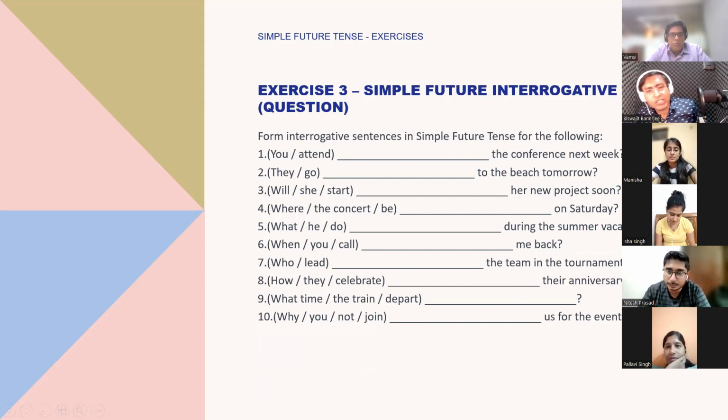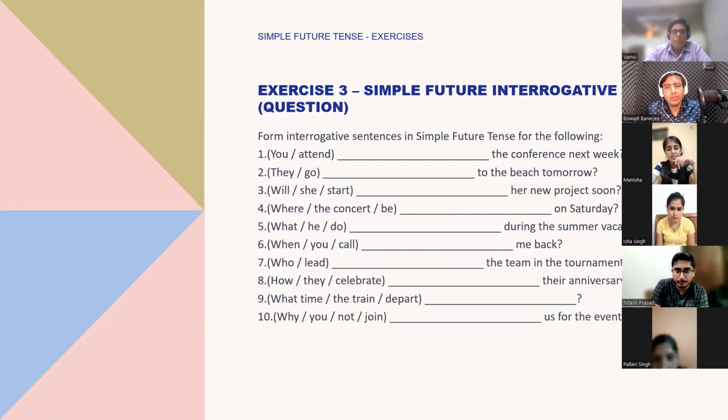All right, Seema, just repeat what I said. Dash the conference next week. Will you attend the conference next week? Well done. Okay, Vamsi, dash to the beach tomorrow. Will they go to the beach tomorrow? Correct. Manisha, dash her new project soon.